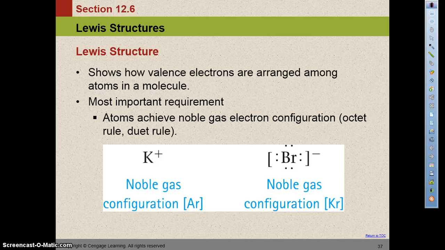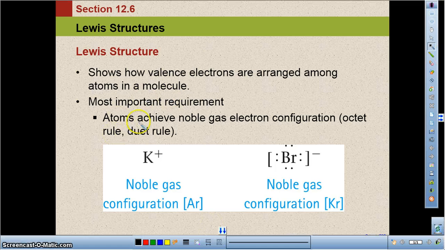For example, if we look at this example here, potassium plus becomes like the noble gas configuration of argon, where the noble gas configuration of krypton is what bromine becomes like. I'm just going to point out a couple of things here. If you look at the potassium one, you'll notice that it has a plus sign and there's no brackets and no dots, and it becomes like argon by losing electrons. On the other hand, bromine is going to gain an electron. We put these brackets to indicate we're talking about the ion, and we'll show you more about that when we show how to do types of Lewis structures.